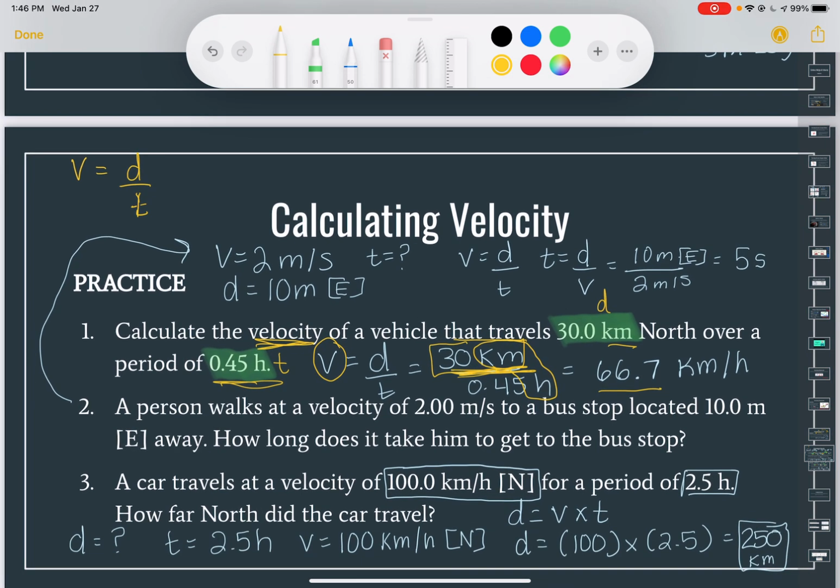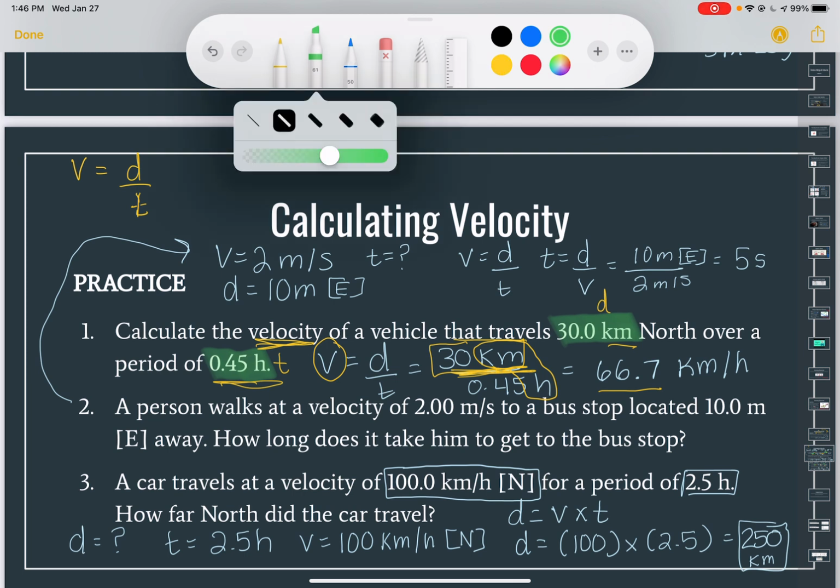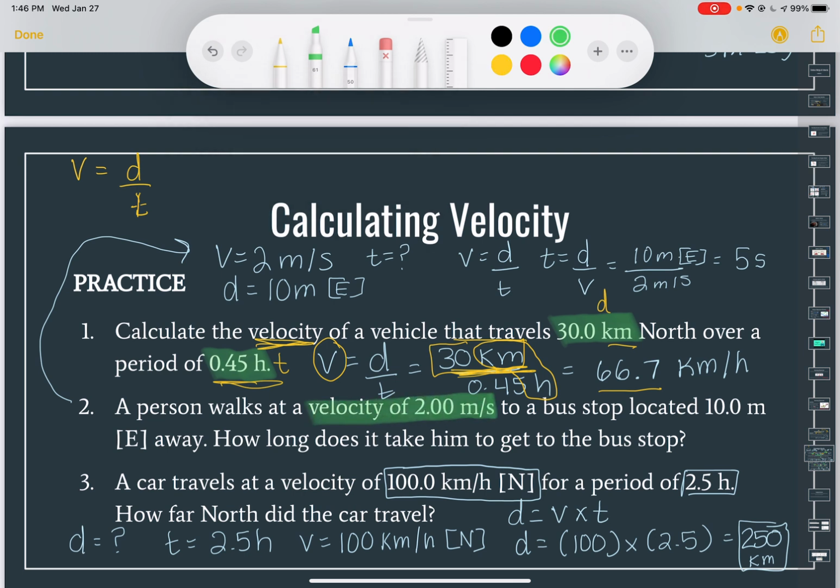Number 2, it says a person walks at a velocity of 2 meters per second. So we've got a velocity here to a bus stop located 10 meters east away. So there's 2 pieces of information there. They've given us a velocity and they've given us a distance. We are looking for time. How long does it take him to get to the bus stop?